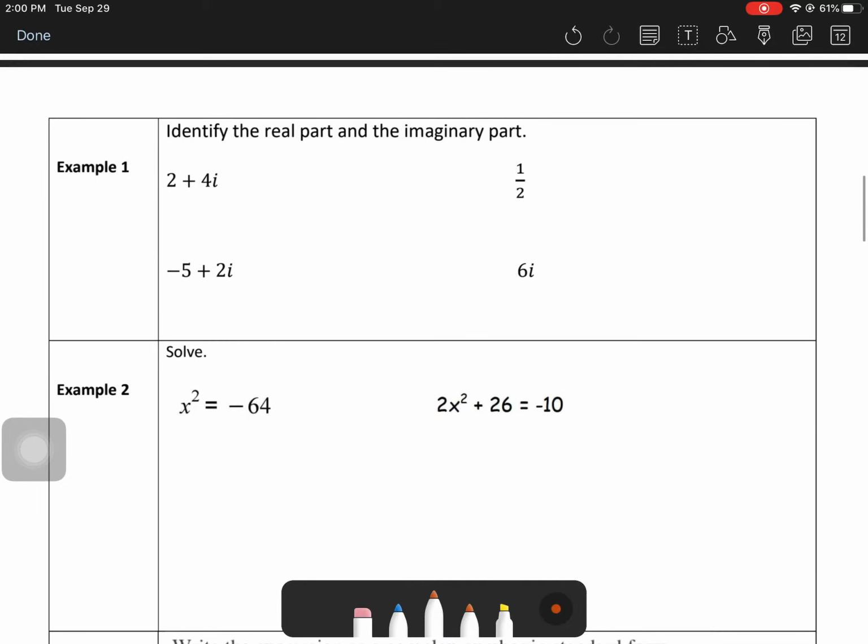So in this lesson, we're going to be able to identify the real part and the imaginary part. So the real part is the 2. The imaginary would be the i, which is the 4i. 1/2 would be real. 6i would be imaginary. -5 is the real part, and the 2i is the imaginary part.